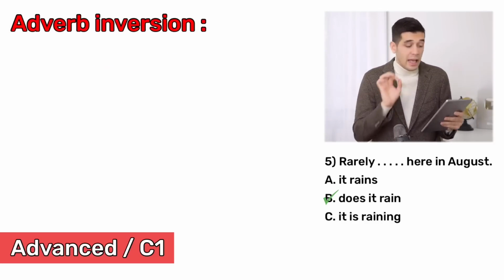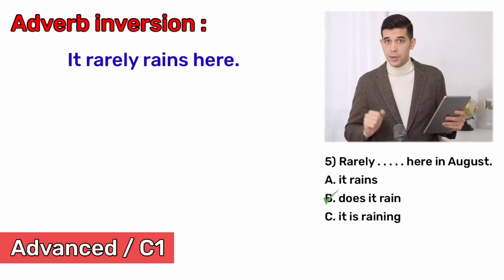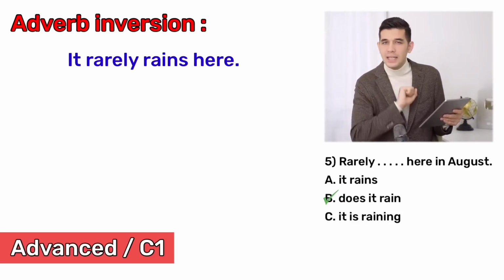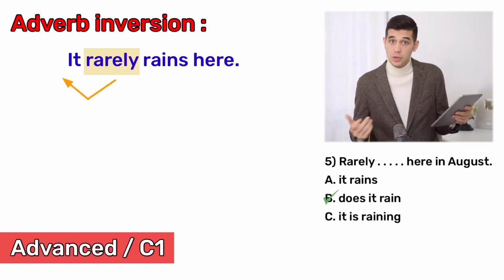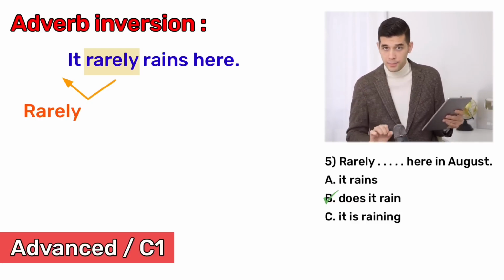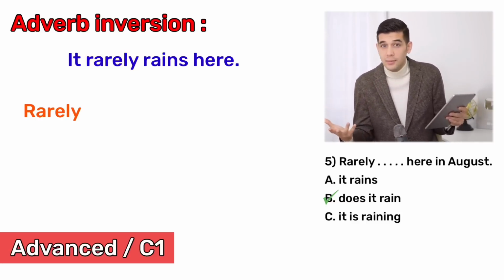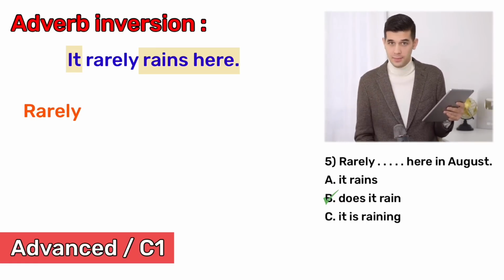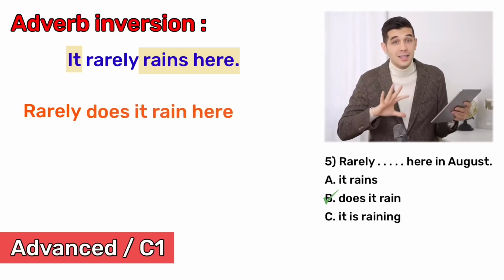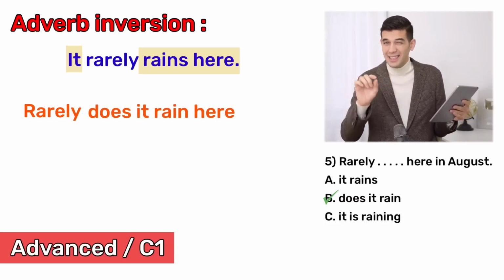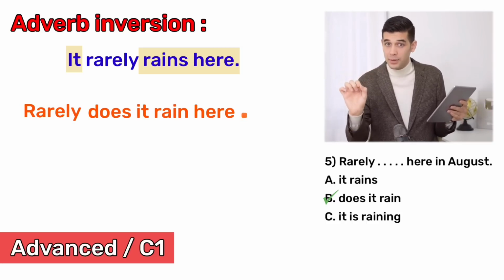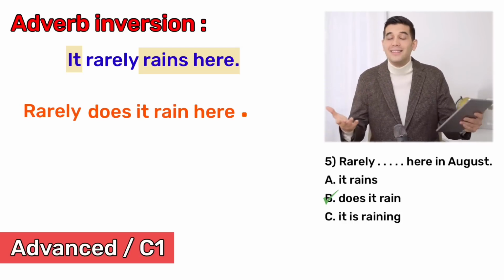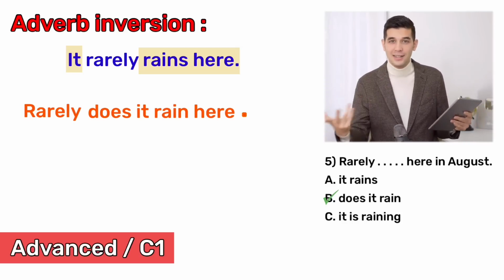Look at this sentence. It rarely rains here. If you want to make an adverb inversion to this sentence, put the adverb at the beginning of the sentence. So you start the next sentence with rarely. Now, what are you left with? It rains here, right? Make a yes-no question out of it. It rains here. Does it rain here? But instead of the question mark, put a full stop. What do you have? Rarely does it rain here. This is an inverted sentence.